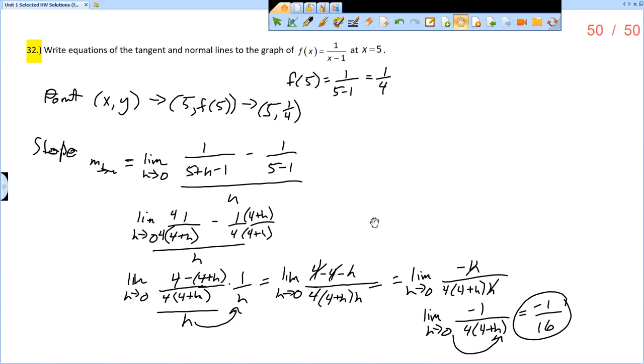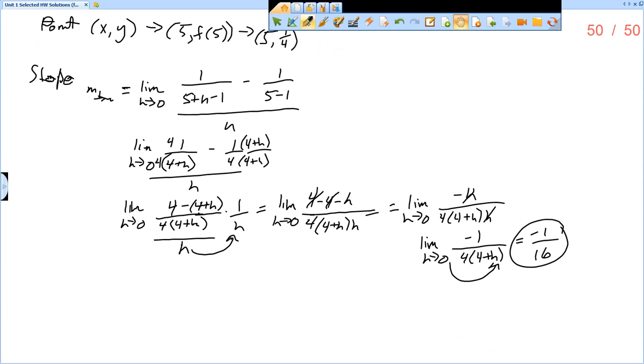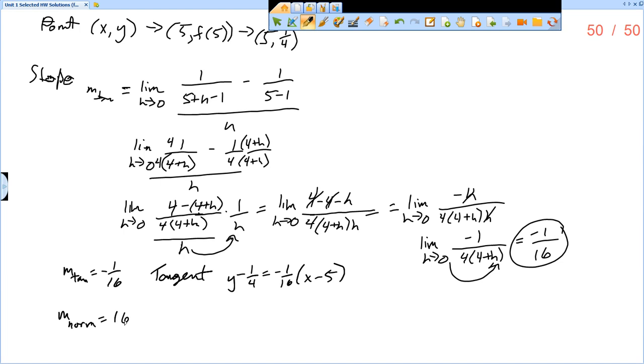Don't forget, now we're to write the equation of the tangent and normal lines. I have my point at 5 comma 1/4, and my slope of negative 1/16. So the slope of the tangent is negative 1/16, which means the equation of the tangent line is y minus 1/4 equals negative 1/16 times x minus 5. Now, if the slope of the tangent is negative 1/16, then the slope of the normal is positive 16. So the equation of the normal would be y minus 1/4 equals positive 16 times x minus 5.